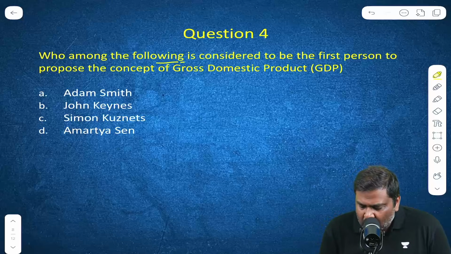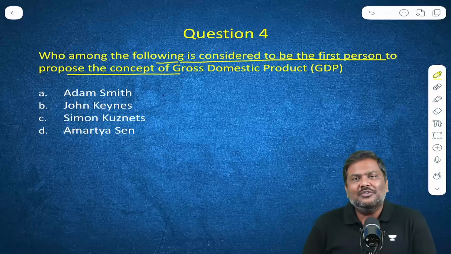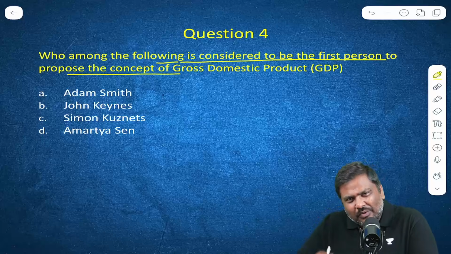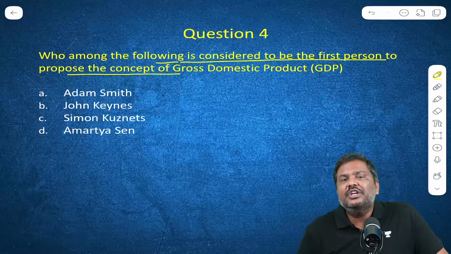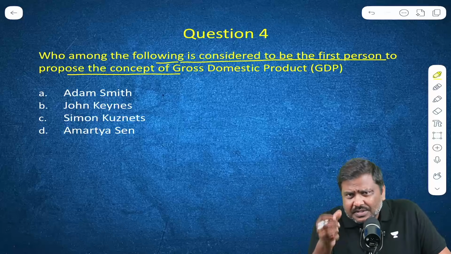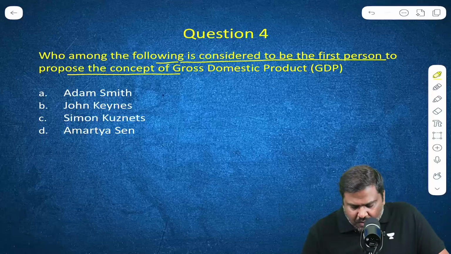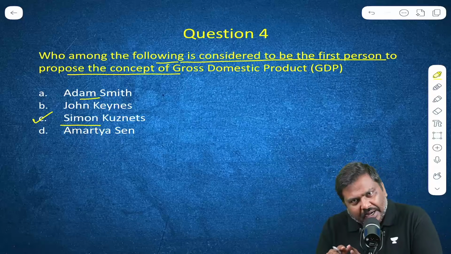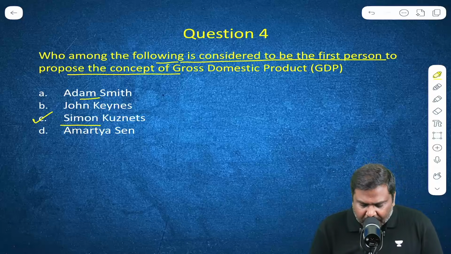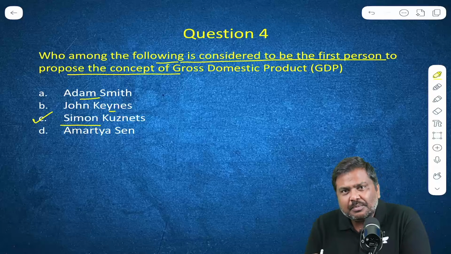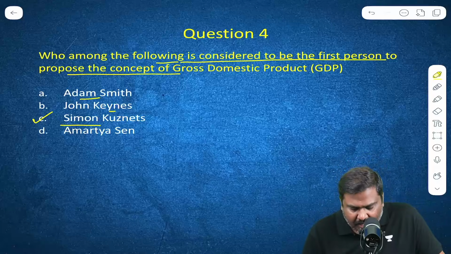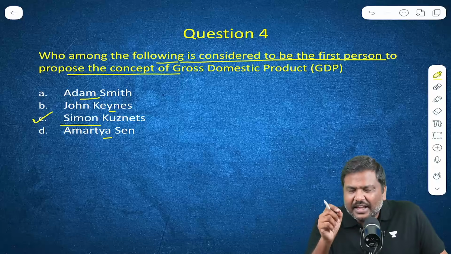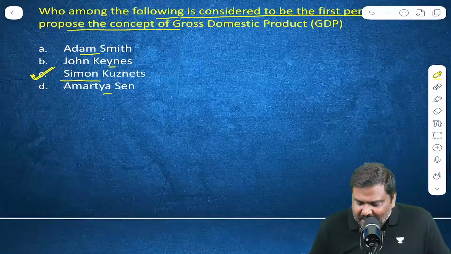Question number 4. Who among the following is considered to be the first person to propose the concept of gross domestic product? I'm pretty sure all of you have heard of GDP. You have seen the government of India claiming India to be one of the largest economies in the world in the measurement of GDP, etc. So, who was the person to first propose the concept of gross domestic product? The right answer to the question is option C, Simon Kuznets. Adam Smith is considered the father of economics, so not the first person to propose the idea of GDP. John Keynes is generally considered to be the one who proposed modern macroeconomics, not GDP. Amartya Sen, in fact, criticized GDP and is associated with the development of the Human Development Index, HDI. So, the right option for question number 4 is Simon Kuznets.